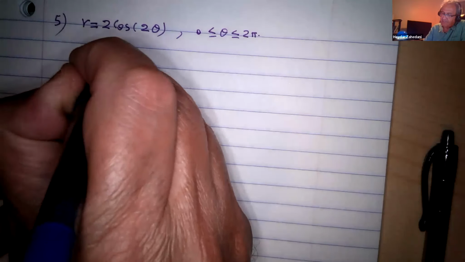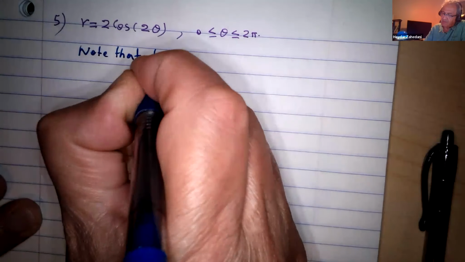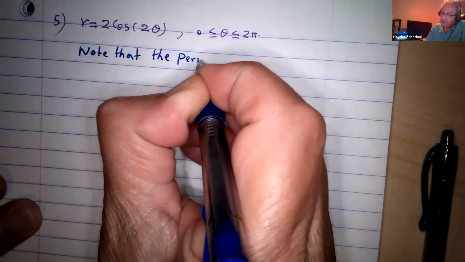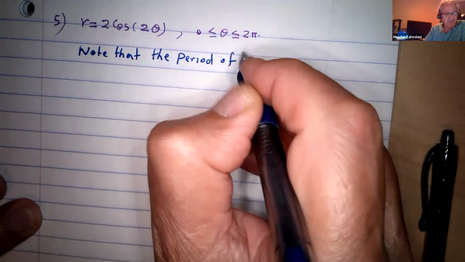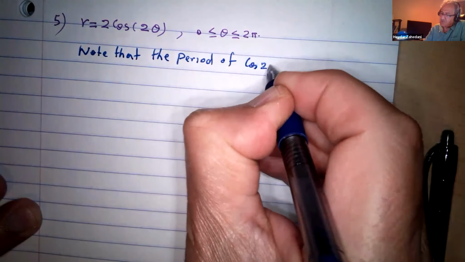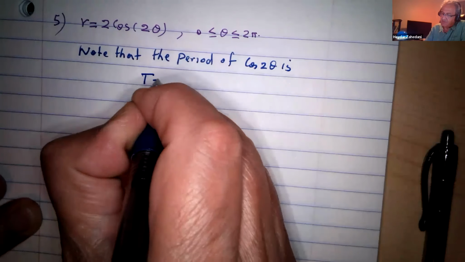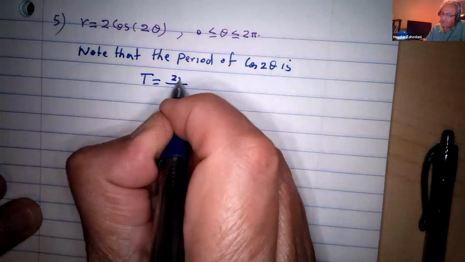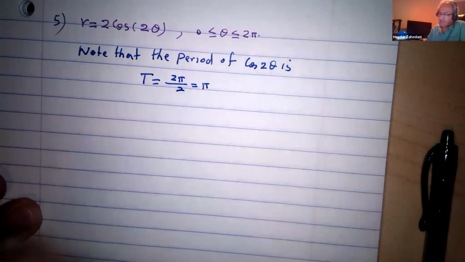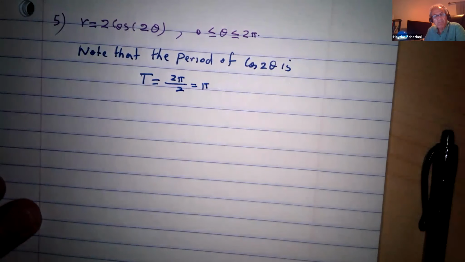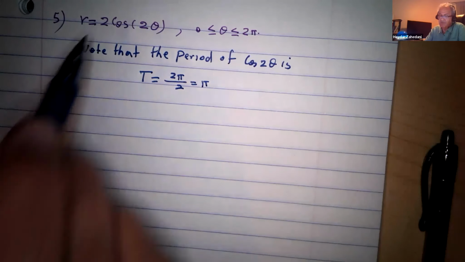Note that that would be very useful for you. Just to remind you, the period of the function cosine of 2 theta, from your pre-calculus class, gives you 2 pi over 2, which is equal to pi. So this means this graph would repeat itself every pi, if you are in xy coordinates, the way we graph it as a trig function, not this one.